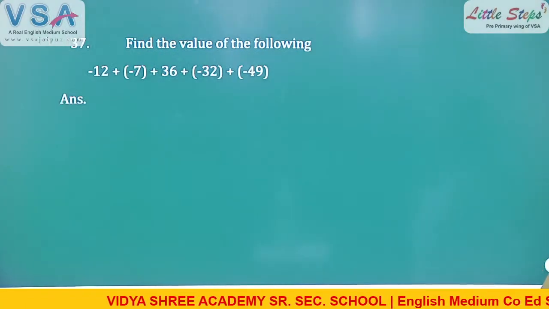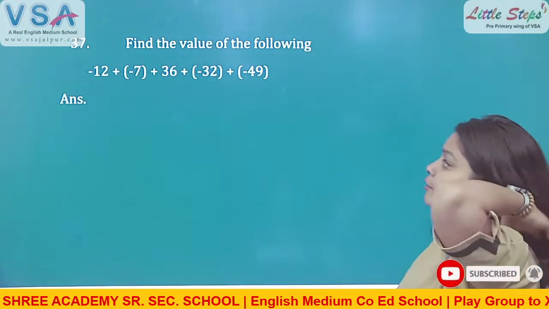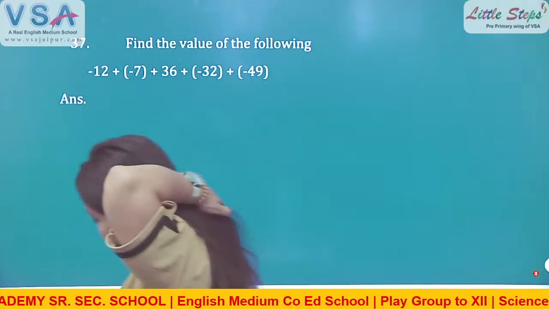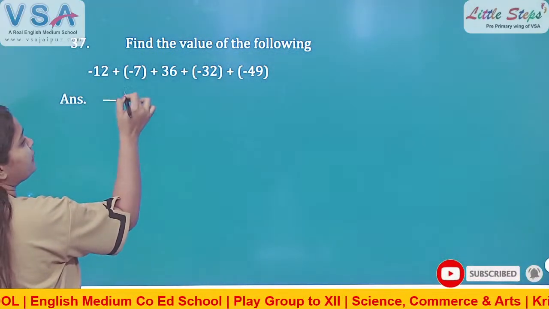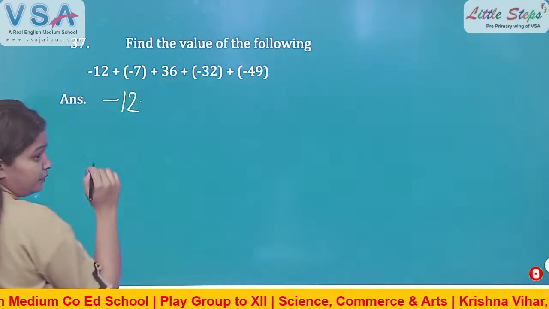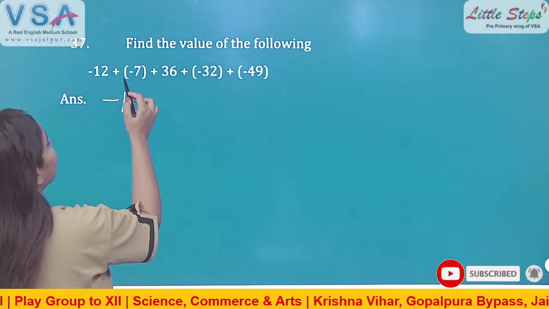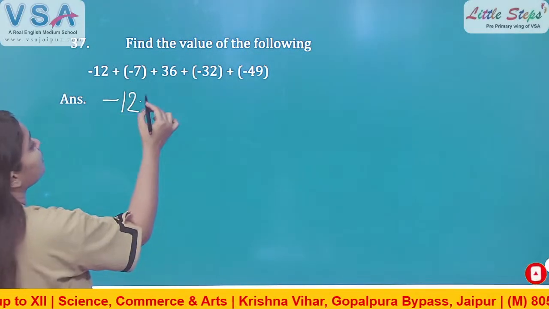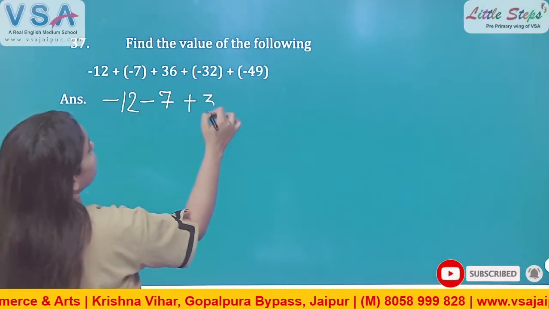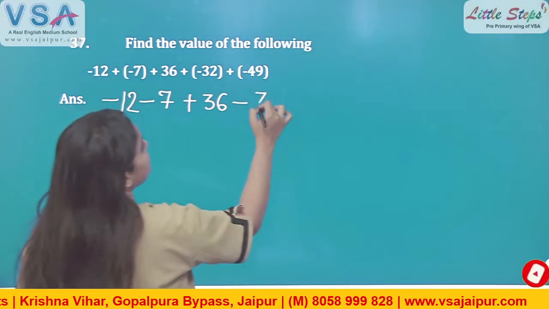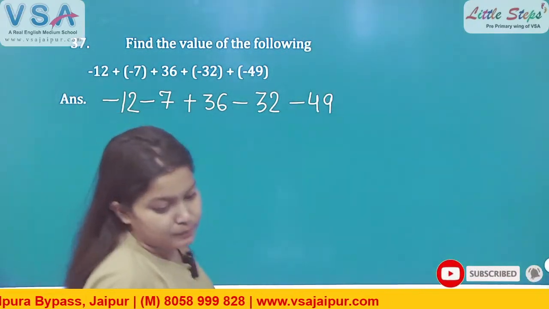These are the kind of long questions you will see in your exam. Find the value of the following. Integer chapter is so much important. First of all, we need to write minus 12. We need to solve the bracket first. As we remove the bracket, we have plus minus all together. Plus minus will become minus 7. We have 36. Plus minus again minus 32. Then plus minus we have 49 with us.